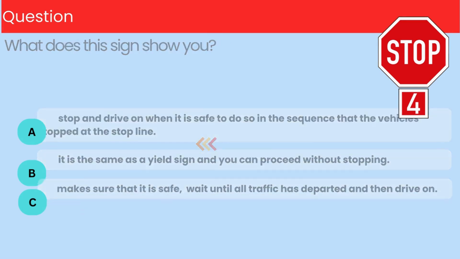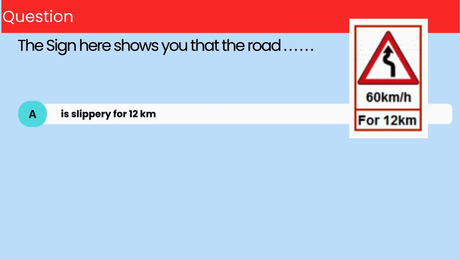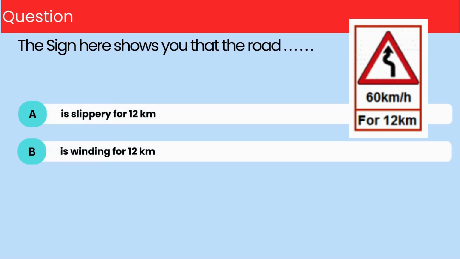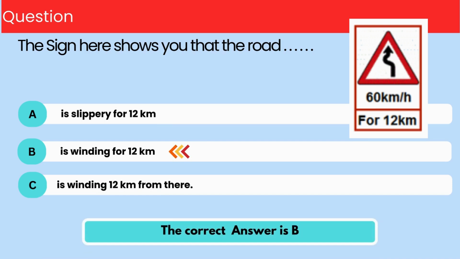Question. The sign here shows you that the road A. Is slippery for 12 kilometers. B. Is winding for 12 kilometers. C. Is winding 12 kilometers from there. The correct answer is B.